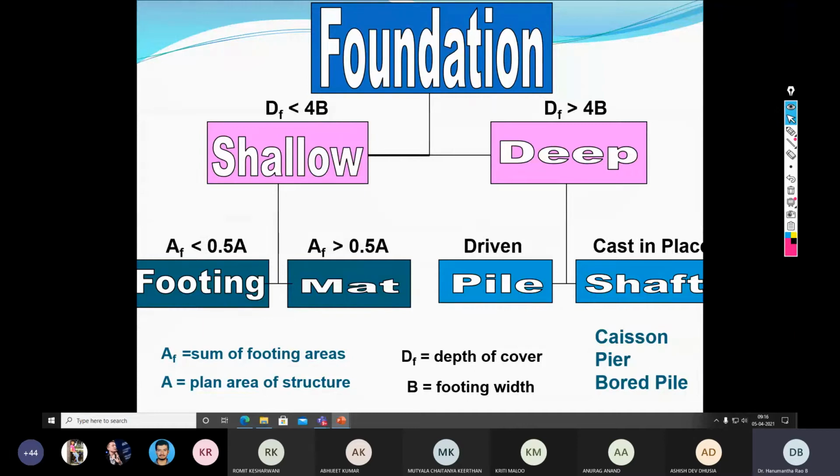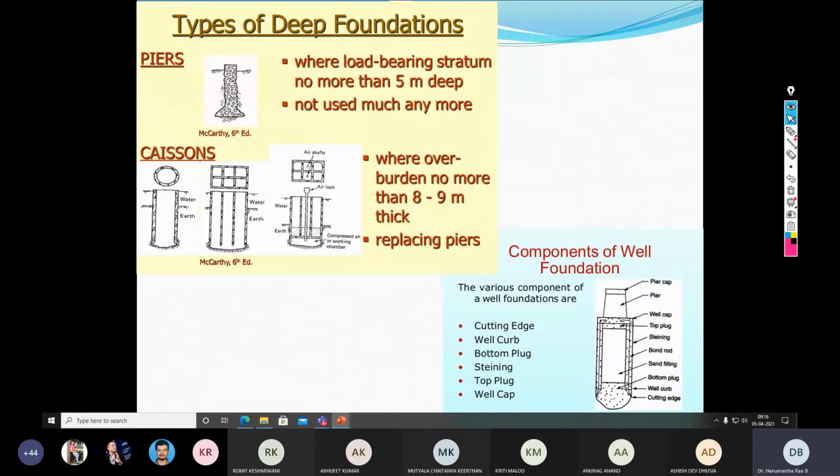In the case of a deep foundation, there are pile foundations, caisson foundations, well foundations, and drilled piers, and so forth. Among these, the pile foundation is widely used, so we will discuss only the pile foundation. So these are the distinctions between different varieties of deep foundation.